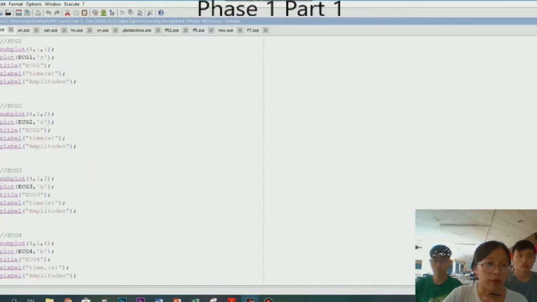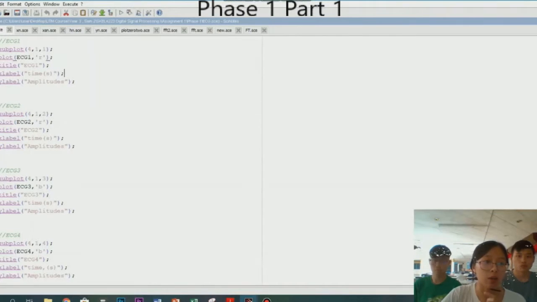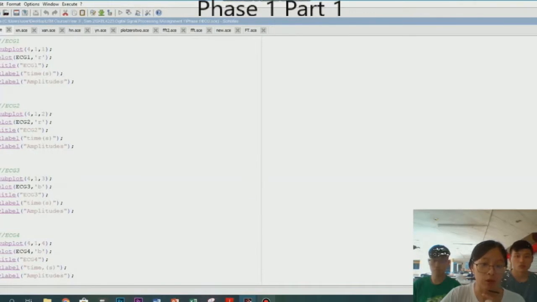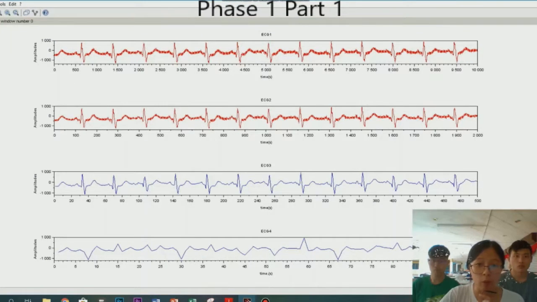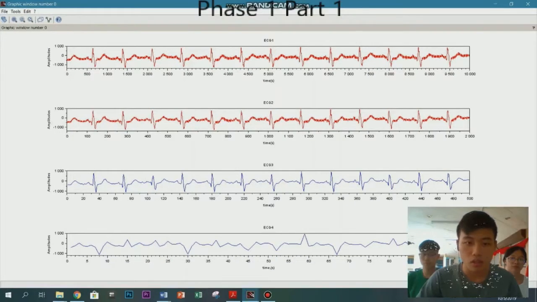We have typed these 3 lines of code to show the title and label the x and y axis. We also use subplots in order for the signals to show in one window. As you can see, here are the 4 ECG signals reported, and the sampling frequency for ECG1 is 1000 Hz, ECG2 200 Hz, ECG3 50 Hz, and ECG4 10 Hz.